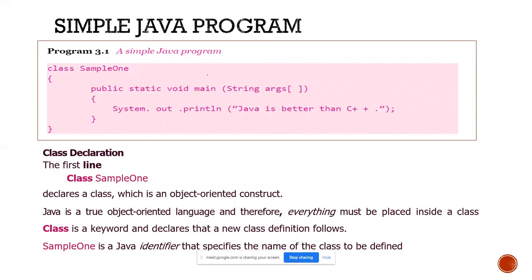Next, you can start a simple Java program. This is a simple Java program, and this is an example. The name of the class: look here, class sample1.